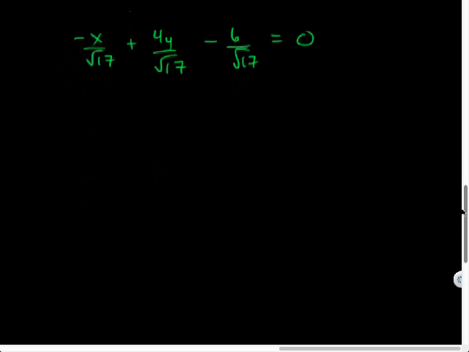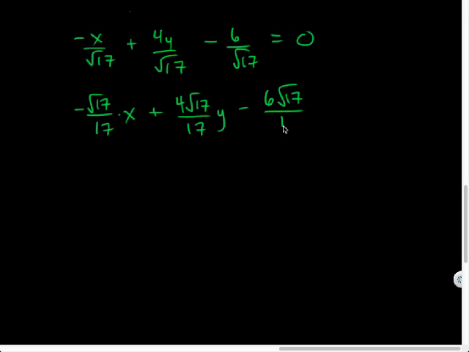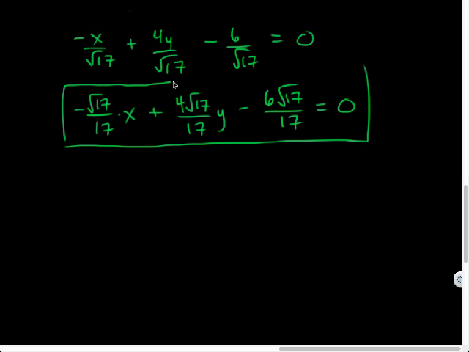And of course, any good mathematician, well, there's been some recent discrepancies about leaving radicals in denominators, but I could rationalize those denominators, multiplying top and bottom by root 17. So this would be negative root 17 over 17 times x plus 4 roots of 17 over 17 times y minus 6 roots of 17 divided by 17 equals 0. And this is technically normal form.